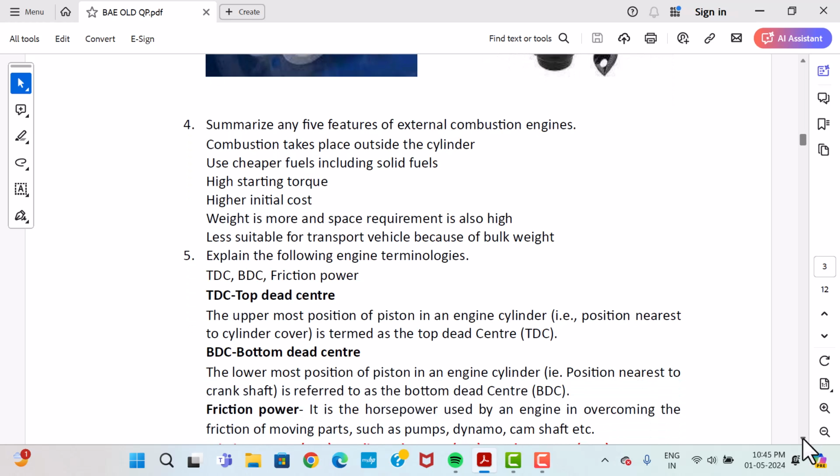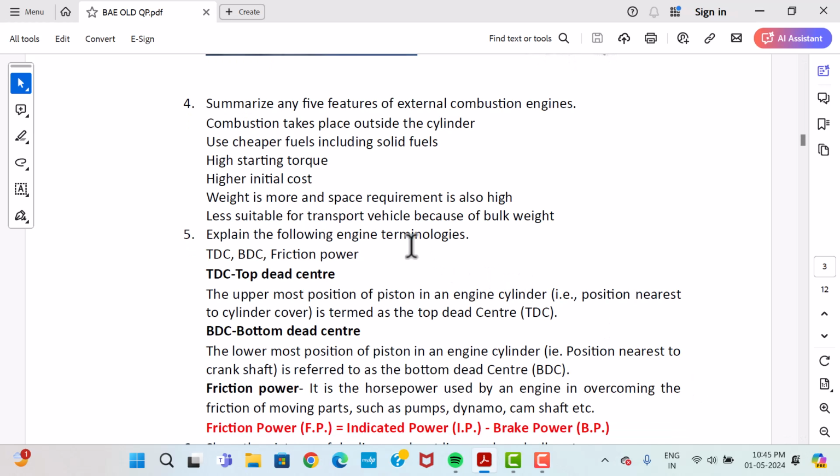Fifth question. Explain the following engine terminologies: TDC, BDC, friction power. These are the basic terms related to the engine and to the engine power. TDC means top dead center, BDC means bottom dead center, and FP or friction power is the third one. So we can discuss one by one.